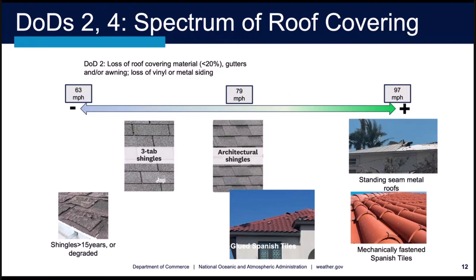Spanish tiles, as long as they're properly glued, with decent adhesive, would be a little bit above expected, and especially if they are mechanically fastened. So this is something that's common in Florida for either one. Standing seam metal roofs are pretty good as long as they're properly fastened as well, close to the top end of this slider bar here. So this is something to think about, but they have to be properly sealed. Otherwise, they come off just as easily as shingles.